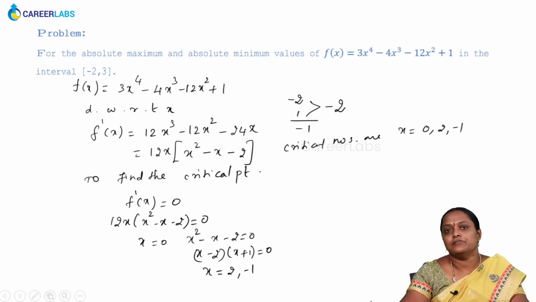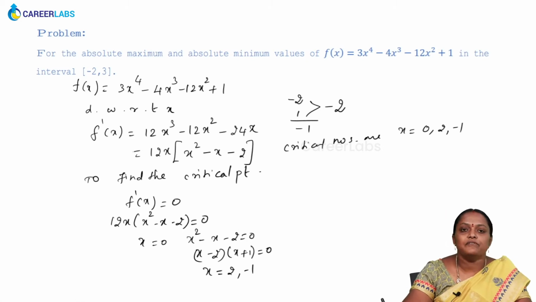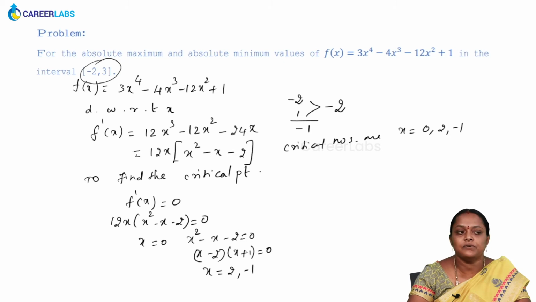According to the closed interval method, we need to find the value of f of x at all these critical numbers as well as at the end points of the given interval. The end points are minus 2 and 3. Totally, you have 3 critical numbers and 2 end points, therefore you will be getting 5 values. Out of these 5 values, you have to choose the maximum value, which is the absolute maximum, and the minimum value will give you the absolute minimum value for f of x.